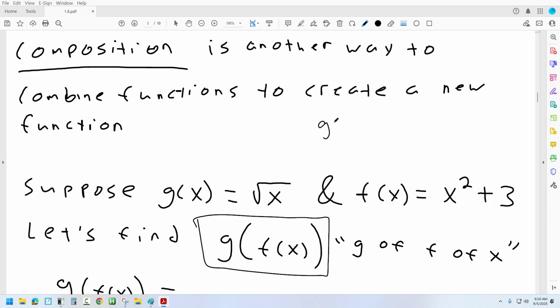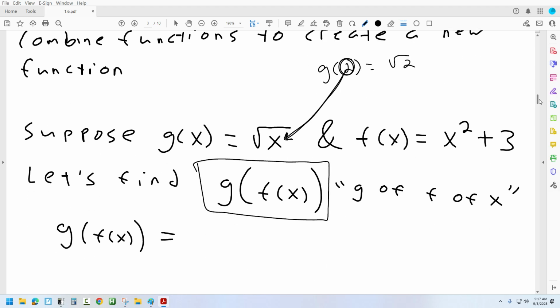So if I was going to do g of 2, I would take what's inside here, and I would fill it in for the variable. So that would be the square root of 2. If I was going to do g of 7, I would take what's inside here, and I would fill it in for the variable. Okay. What we're going to do now is g of f of x. So what that means is, well, let me show you.